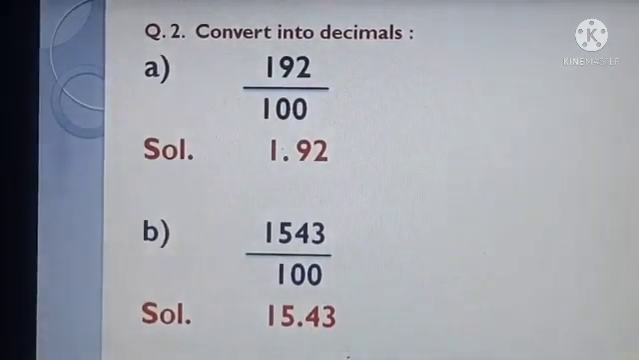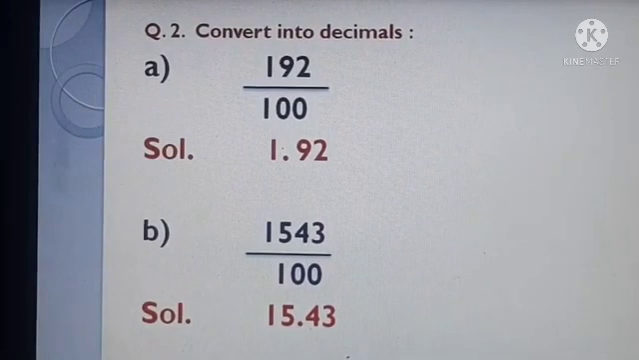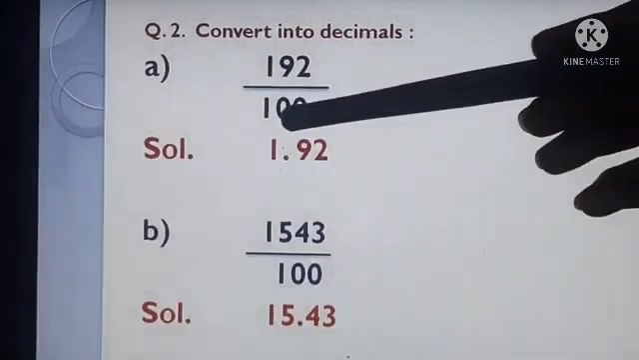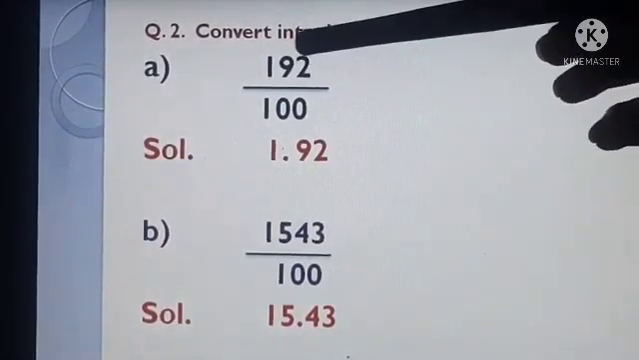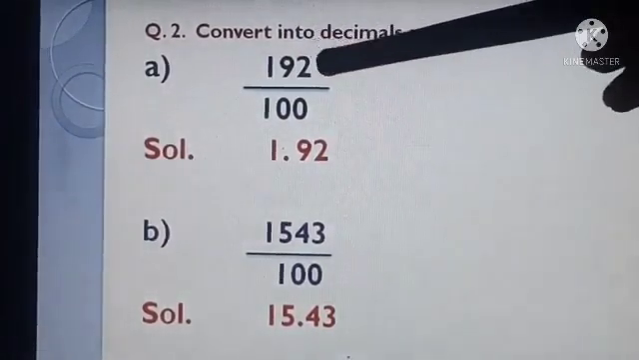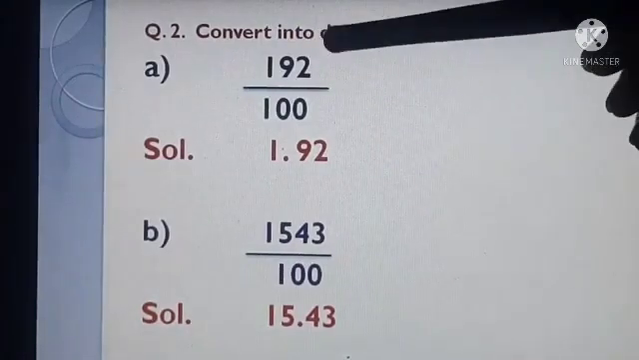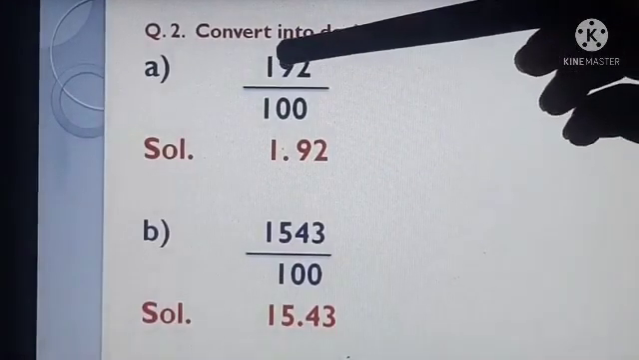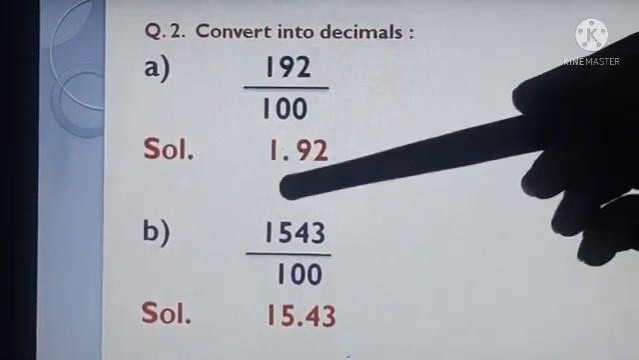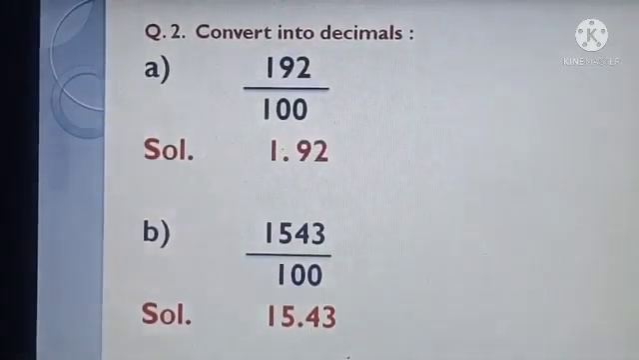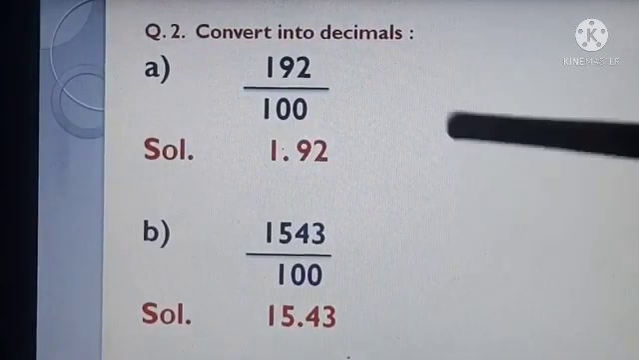2 zeros are there. Step 2 is to count the equal number of places in the numerator starting from the ones digit. 1, 2 we have counted. From the ones place we have to count, and then you have to place the decimal. So after these 2 digits, counted from the ones place, we will put the decimal. So our answer will become 1.92. Okay.